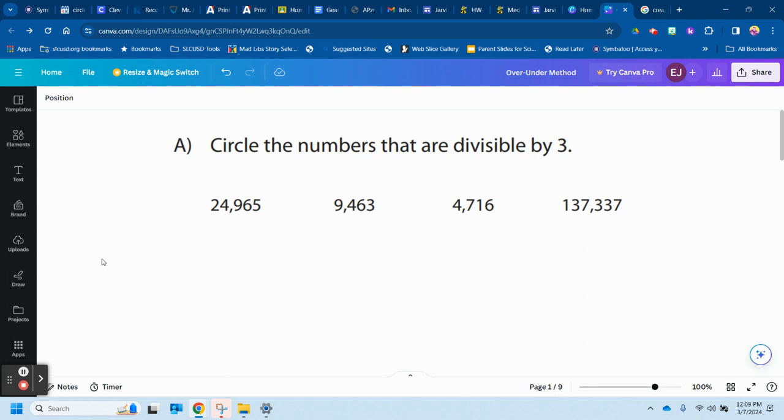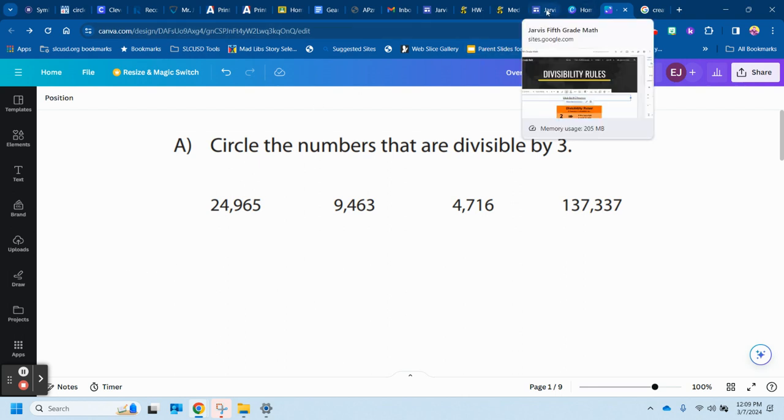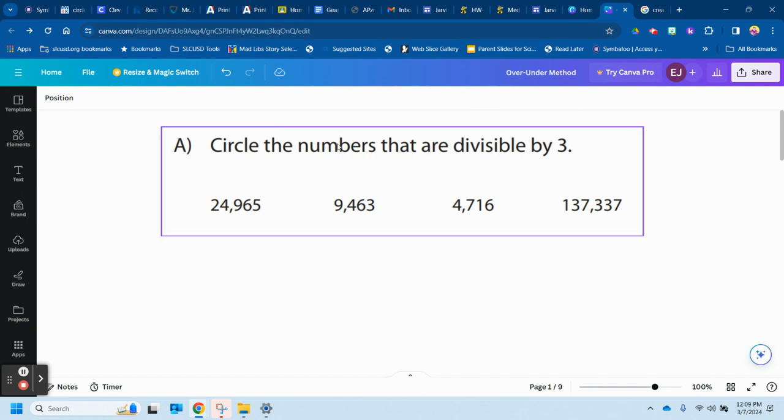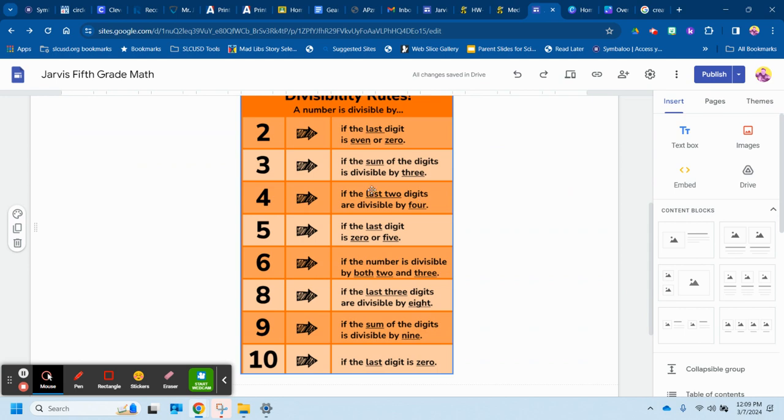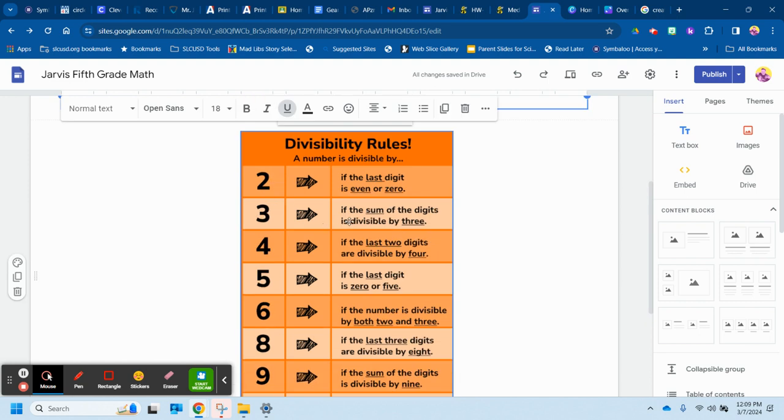This should, for the most part, be review, but I wanted you to look at circling numbers that are divisible by 3. This is our lesson for today, our divisibility rule. A number can be divided by 3, or is divisible by 3, if the sum of its digits is also divisible by 3.